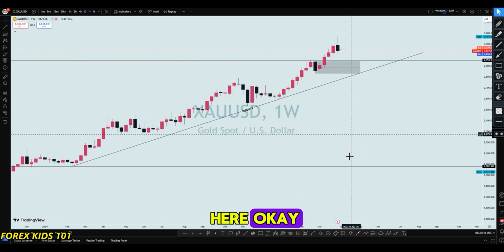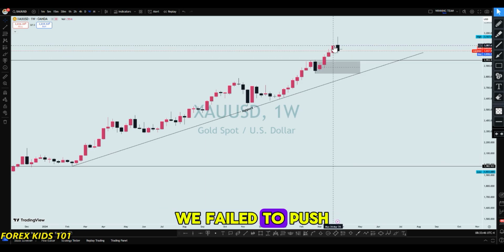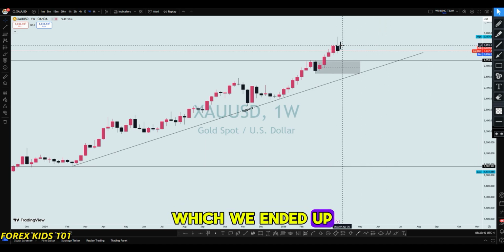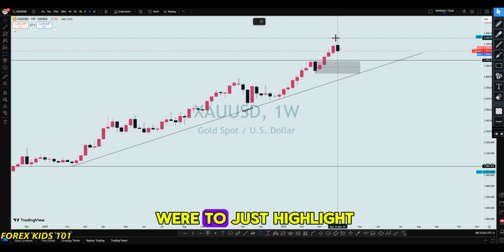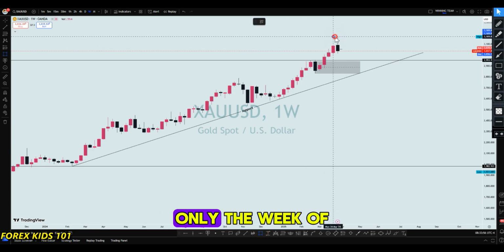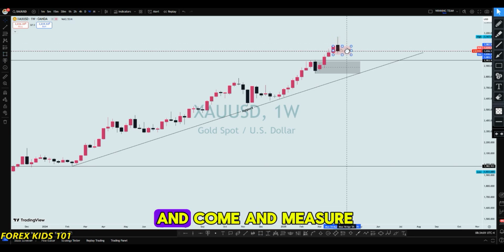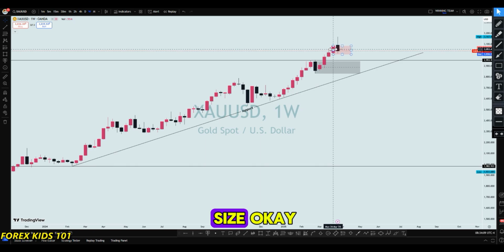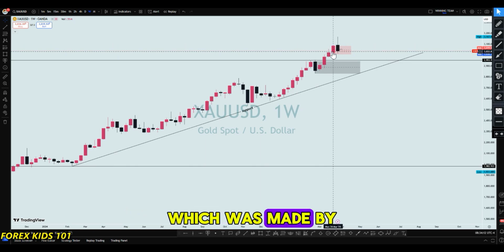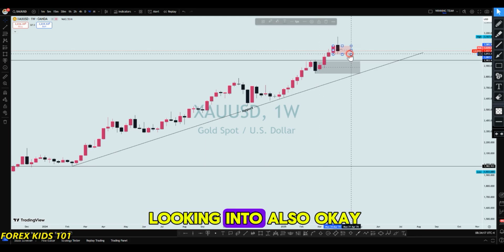Okay, so if we go down to a weekly time frame, we can still see what we are facing here. You can see on the previous week, which was bullish, we failed to push even further high, which we ended up having this week pushing for it. If we highlight only the week we're coming from, then drag it and measure the previous week, which was bullish on gold, you can see that this week created the size, or the amount of movement, made by this last bullish candlestick, which is something that I'm going to be looking into also.